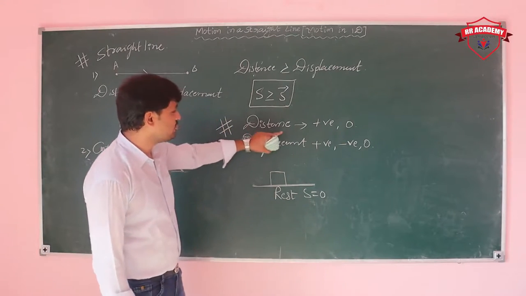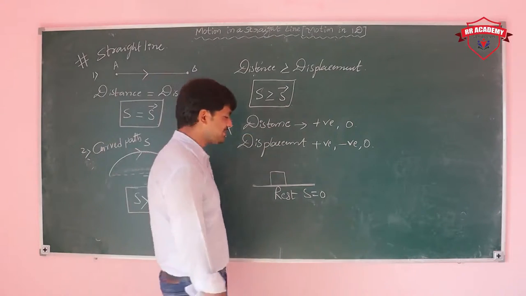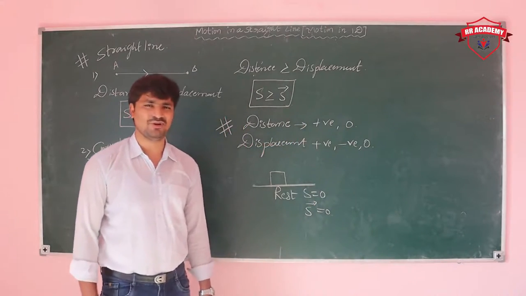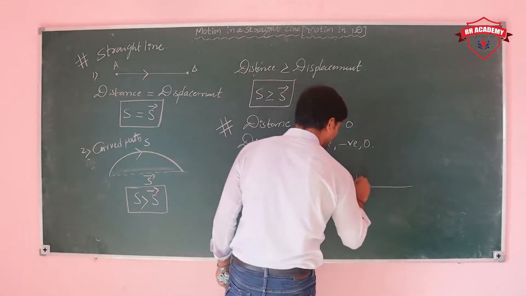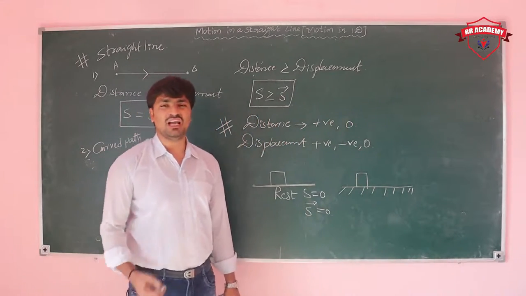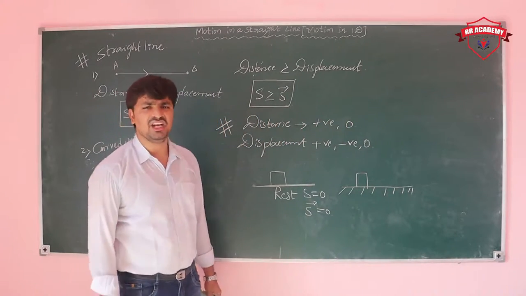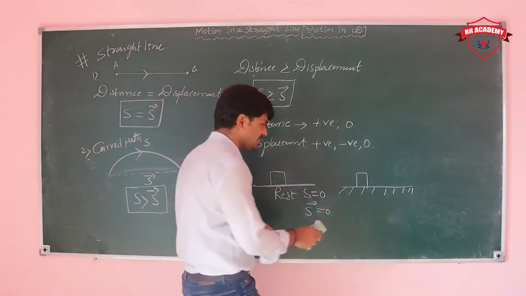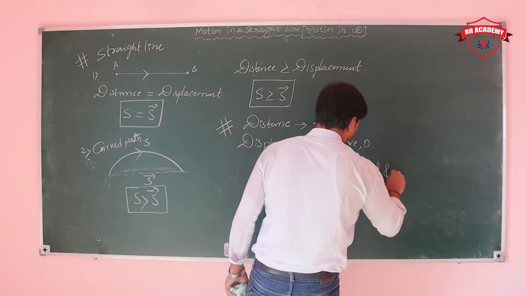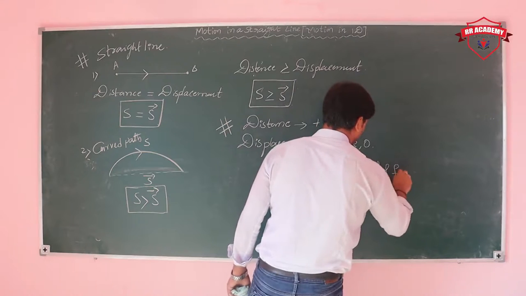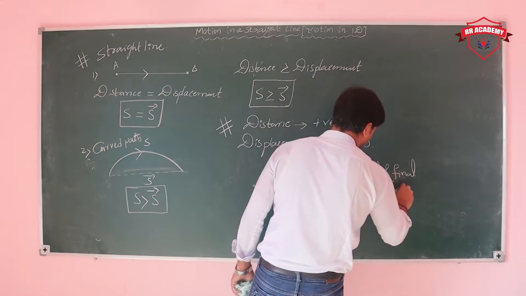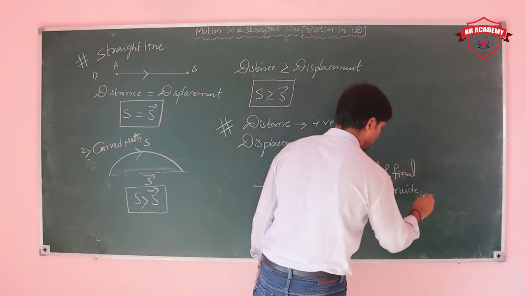But what are the possibilities for displacement to become zero? In this condition also displacement is zero: if the particle is at rest, displacement is zero. And if the particle returns to the initial point, what is the condition? Another condition for it to become zero is if the initial and final points both coincide.